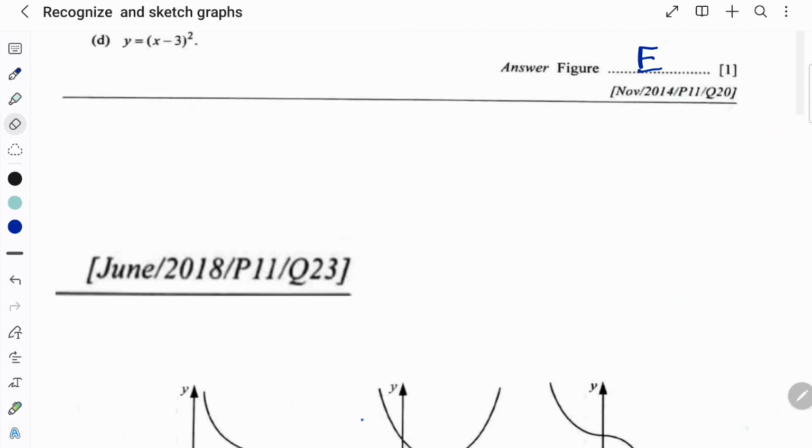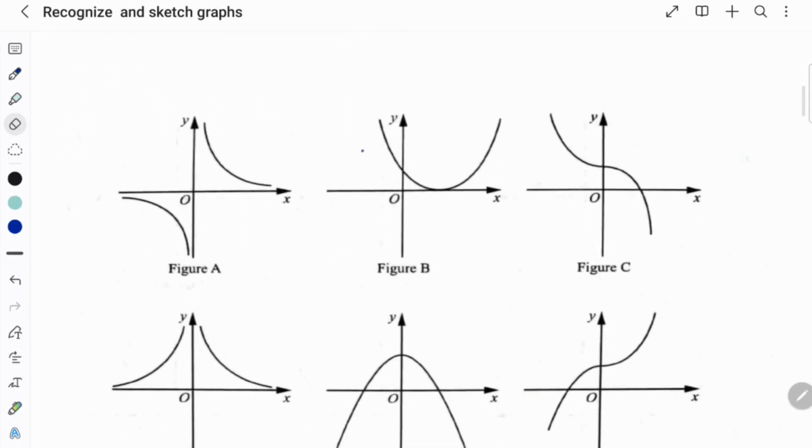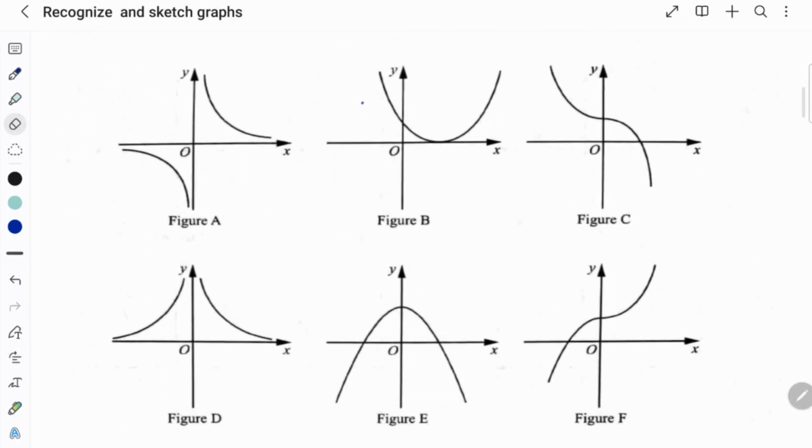Now June 2018, 4024, paper 1 question 23. Again we got a few curves. So here if we see the question, in figure A it is reciprocal like A upon x, and here it is A upon x square, positive. And here it's again a repeated root, that is y is equals to positive x square.